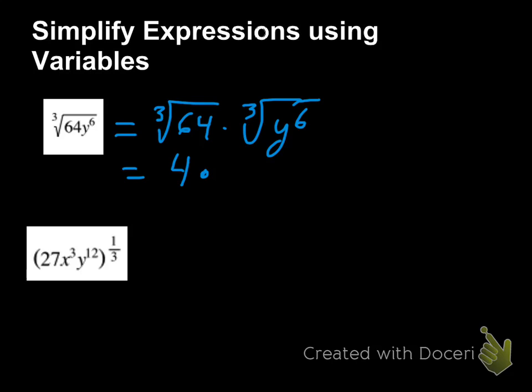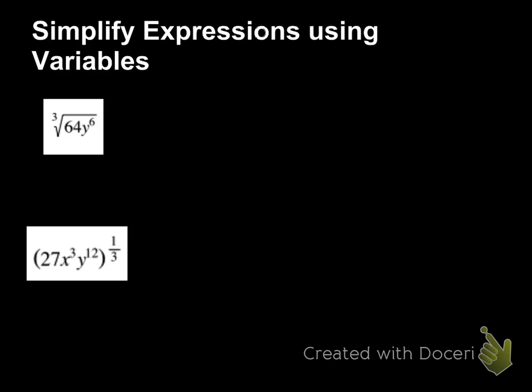Cubed root of y to the 6th. Well, doesn't that mean that I've actually got like 6 y's lined up here underneath the cubed root? Yep. And I'm looking for sets of 3. How many sets of 3 y's do I have? 2. So isn't this then just y squared? All right, and I'll rewrite that so it's a little nicer. 4y squared.